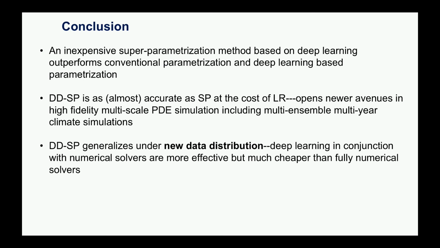So in conclusion, we have a very inexpensive super-parametrization method. It is as accurate as any expensive super-parametrization method, and it's purely data-driven, so it's done at the same cost as that of a low-resolution model. Now, the more interesting thing that we have seen here is that such a deep learning model, instead of just a standalone deep learning model, can generalize to new data distributions, which makes it very convenient to do very long-term climate simulations, or simulations where the external forcings have changed and the dynamics of the regime have changed. So essentially, the data distribution has changed. So that's it.